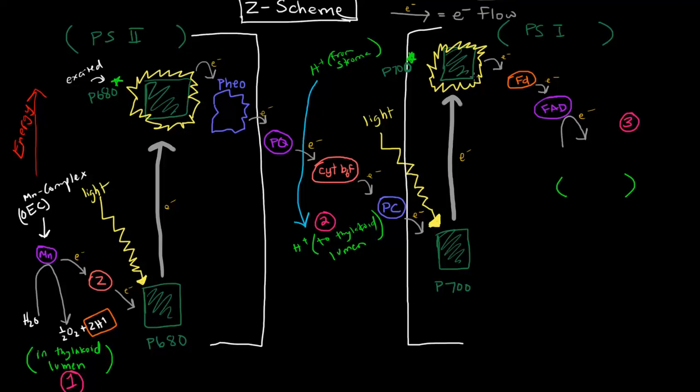So the excited P700 will give up its electrons to ferredoxin, and then ferredoxin will give them to this FAD, or this flavoprotein here. And then what this flavoprotein does is it takes NADP plus, protons, and of course these electrons here, to make NADPH.